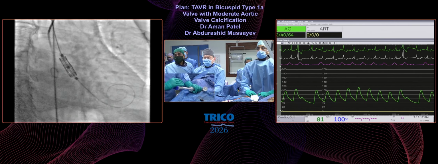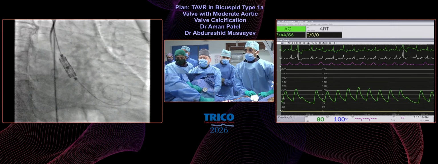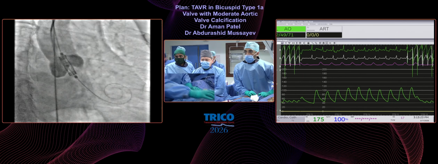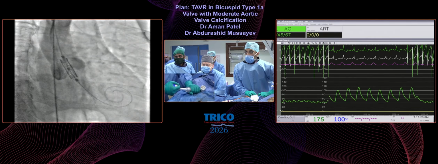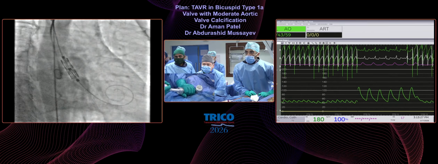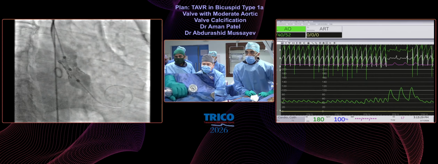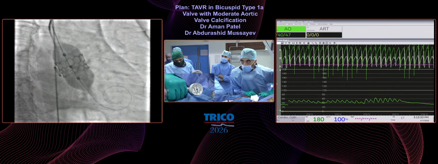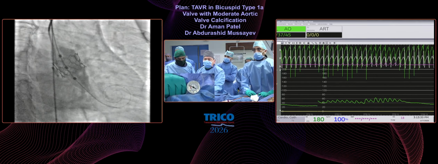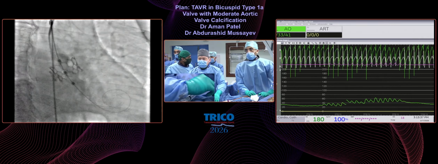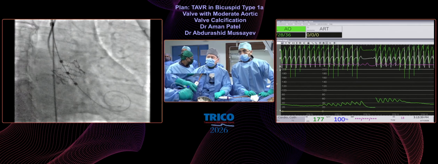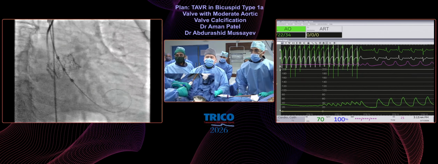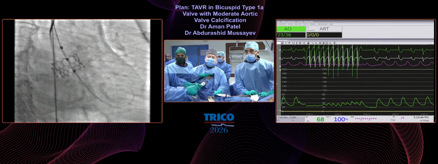Fluoro is on. Pacing on. 180. Inject contrast. Go up slowly. Go up all the way. All the way. 1001, 1002, 1003. Deflate. Deflate. Stop pacing. Pacing off. Fluoro save. Almost 90-10. Pull back. Slowly.